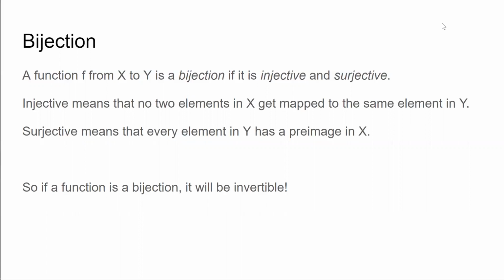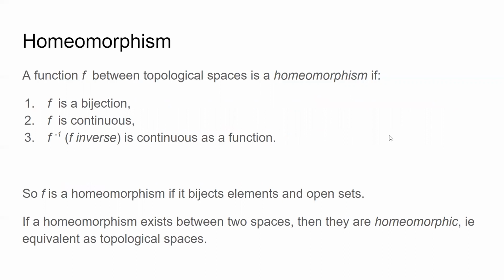So if a function is a bijection, it'll satisfy both injectivity and surjectivity. And if a function is a bijection, it will be invertible. And with that, I think we're ready to look at our main definition for this lesson. The big definition is the definition of homeomorphism. So a function f between topological spaces is a homeomorphism if it satisfies 3 things. 1, f is a bijection. 2, f is continuous. And 3, f inverse is continuous as a function.